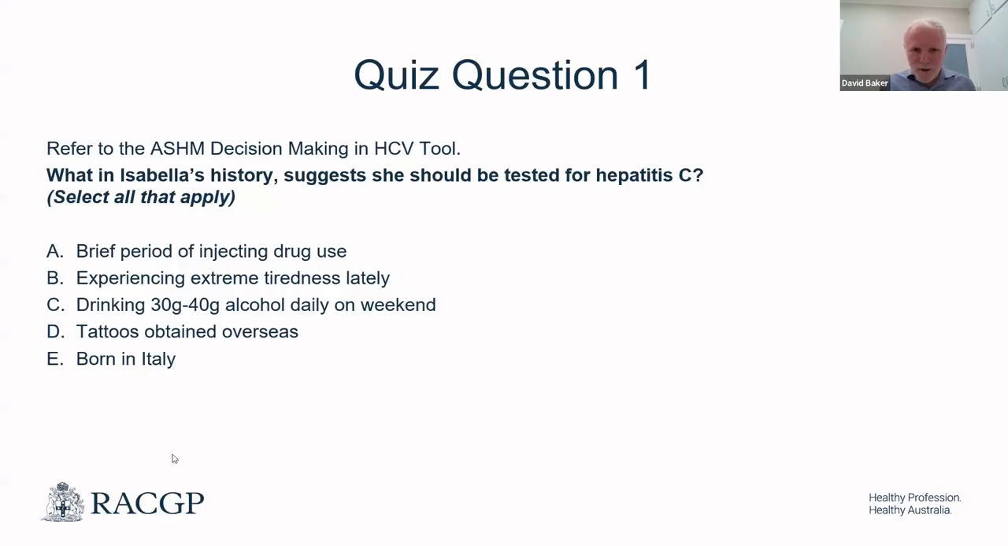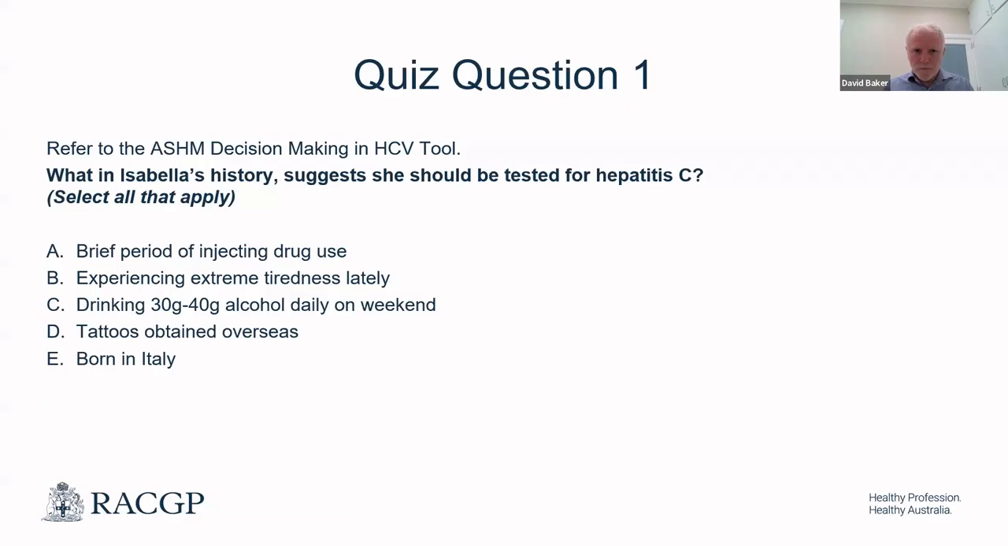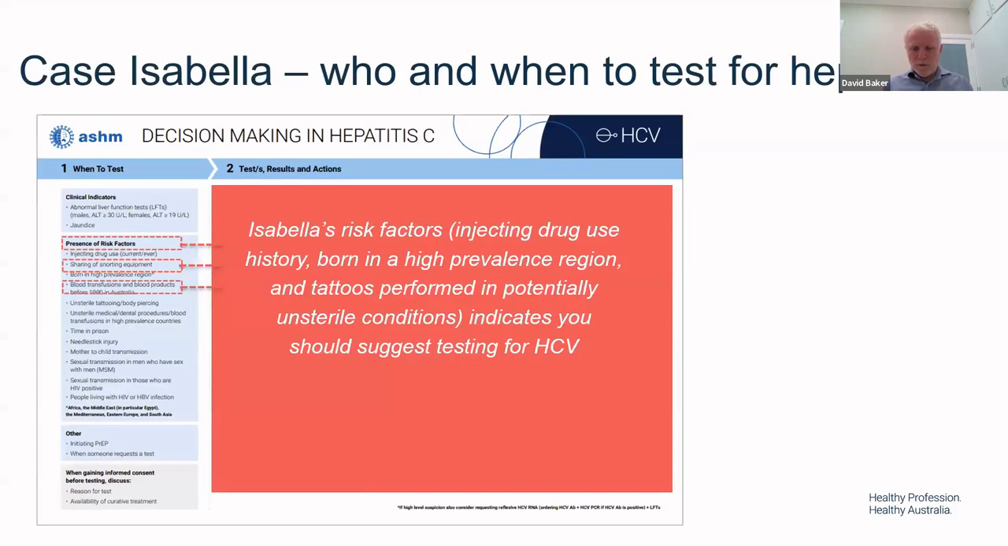So we can all go home now because you've got 98% for the brief period of injecting drug use. I think that's correct. We're just going to refer now to the Ashton tool. Tiredness is a symptom of Hep C. Alcohol, again, is a cofactor, but it's not a cause of hepatitis C. Overseas tattoo, that is definitely a risk factor. And interestingly, being born in Italy is also considered a risk factor. So being born in a Mediterranean country has been associated with increased risk of hepatitis C acquisition.